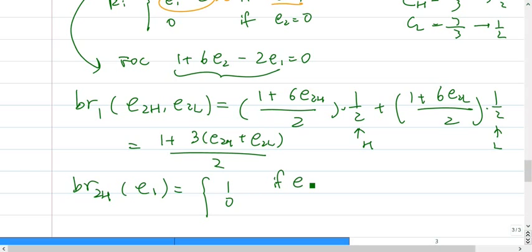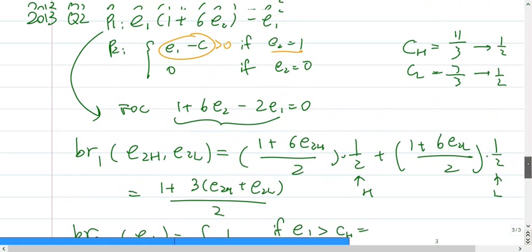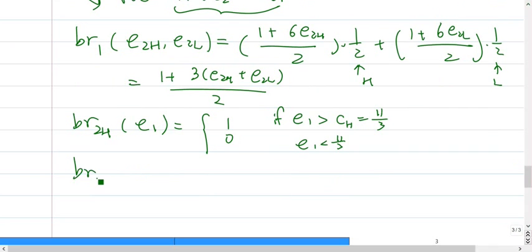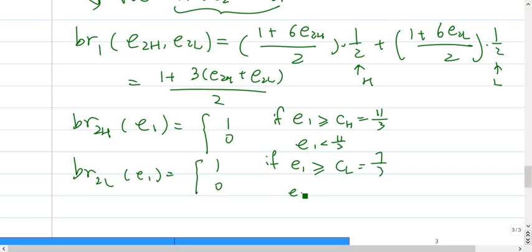So if E1 is larger than the high type cost, CH, which is 11 over 3, then 1, and 0 if E1 is smaller than 11 over 3. So you can probably guess the other one is exactly the same. So we have 1 if E1 is larger than, there should be an equal somewhere, C low, which is 7 over 3. And 0 if E1 is smaller than 7 over 3. So now, as in the tutorial, we have 3 best responses.